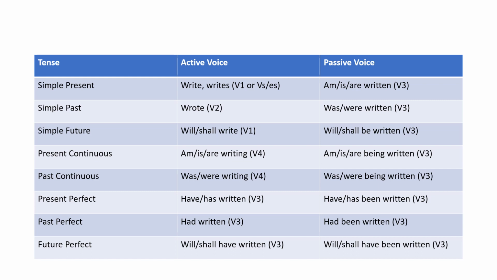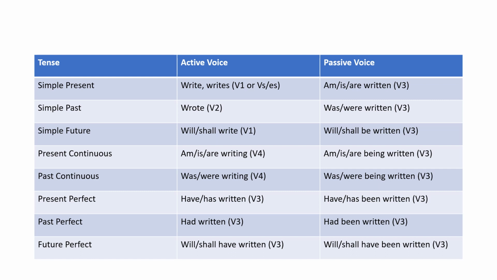In the simple present tense, in active voice, we have write or writes, the verb's first form, either with s or without, or with es. In the passive voice, while changing, we need to add am, is, are, and the addition of written, the third form of the verb. In the simple past, we have the second form of the verb, which is wrote. While changing into passive voice, we have was, were in addition with written, which is the third form of the verb.